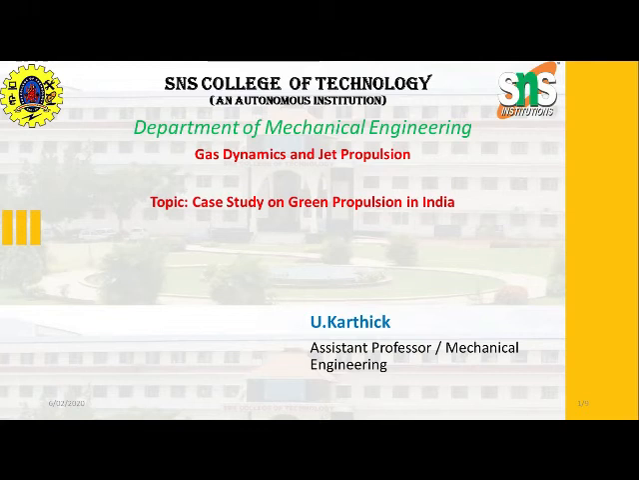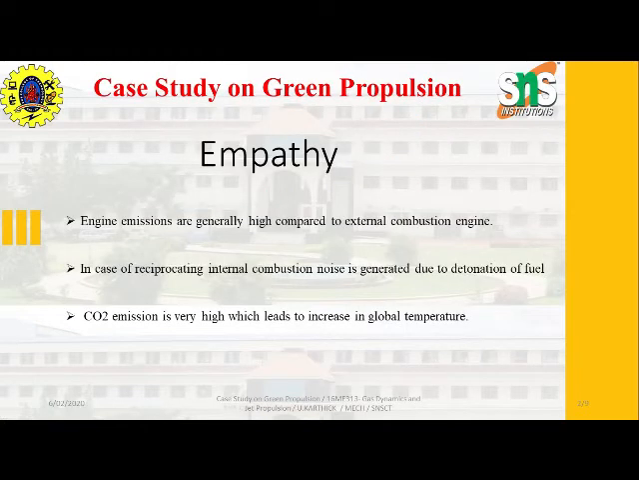Hi, hello everyone. Today we will see the case study on green propulsion in India. I'm going to incorporate this case study with design thinking. First of all, green propulsion means propulsion without the use of fossil fuels. Okay, so we can see the empathy part.